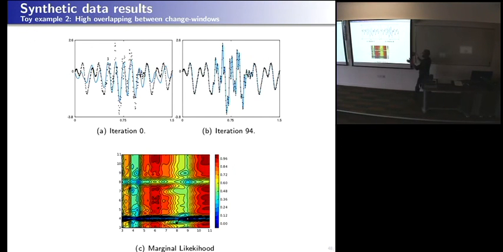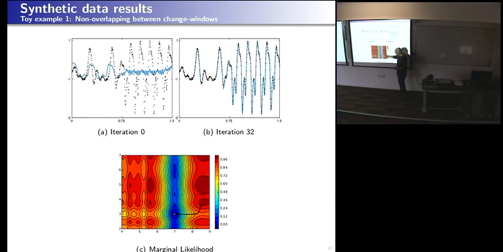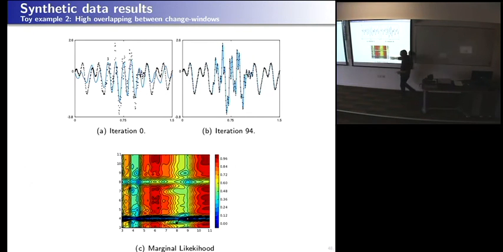Here we have a complete overlapping between the two change windows. Again, the black dots correspond to the observations, and the blue line the posterior mean in iteration 0 and 94. The black line corresponds to the optimization path. Here it's not very clear. Also, from the marginal likelihood, we can see that there are a lot of local minima. So the optimization is highly dependent on the initialization.